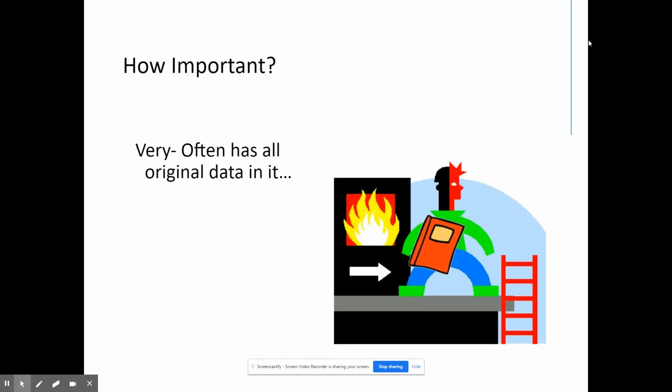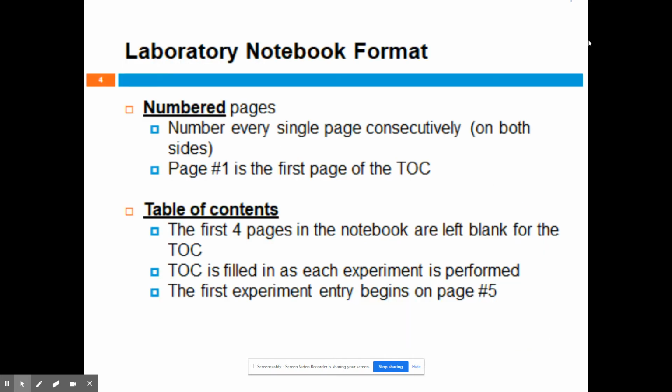So how important is the lab notebook? It is very important. Often it has all of the original data in it. You have to be really careful with your notebooks. Okay, so the lab notebook format. I believe that the lab notebooks that I picked for you this year already have numbered pages. Is that correct? Perfect. That means you can't rip the pages out, folks. You have to leave them in order.